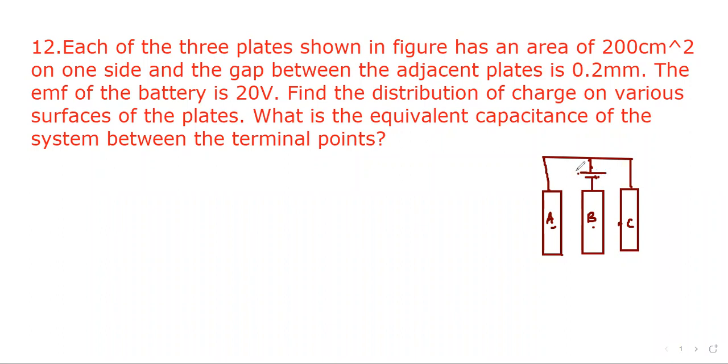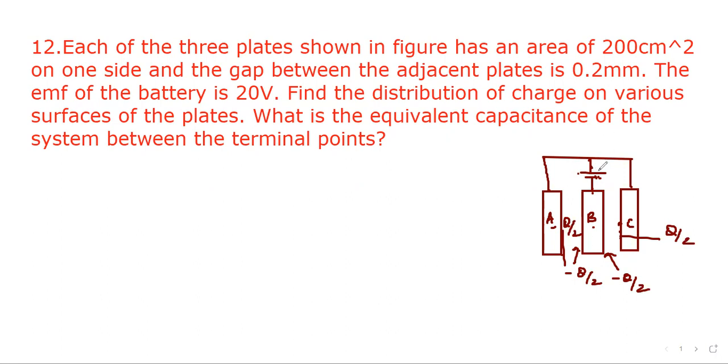So here this is 20 volt supply. These are three plates. Suppose battery provides minus Q charge to this plate. So on this surface, charge will be minus Q by 2. On this surface, it will be the same, minus Q by 2, because total charge supplied is minus Q. So due to induction, on this surface, charge will be plus Q by 2, and on this surface also charge will be Q by 2.